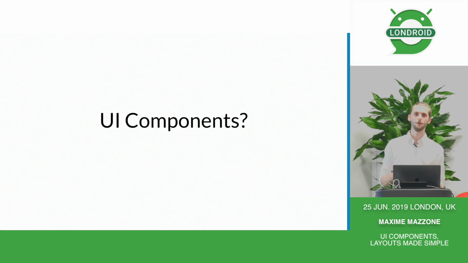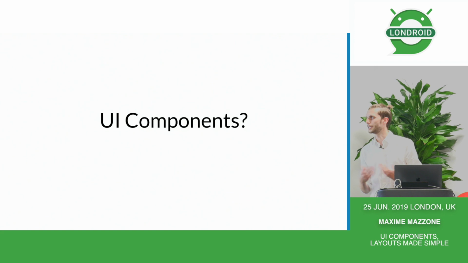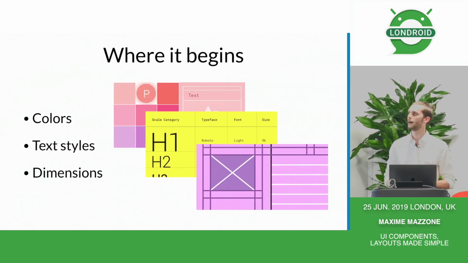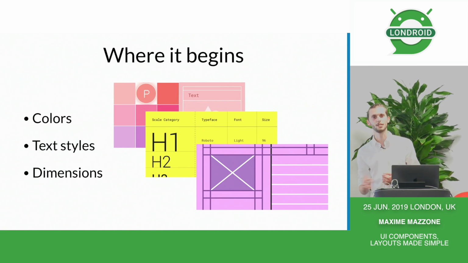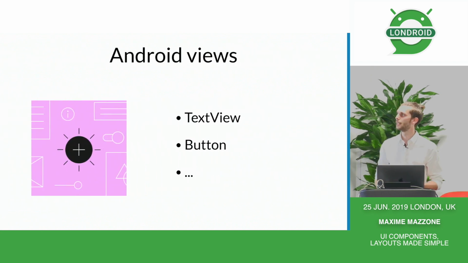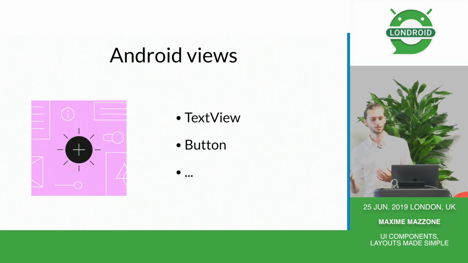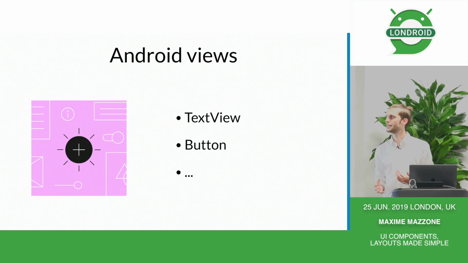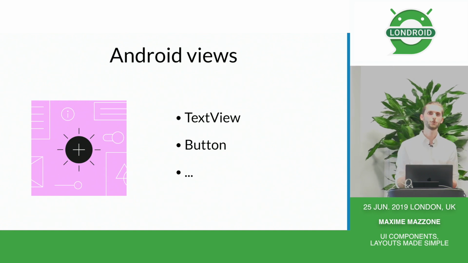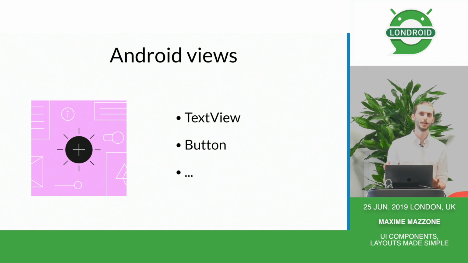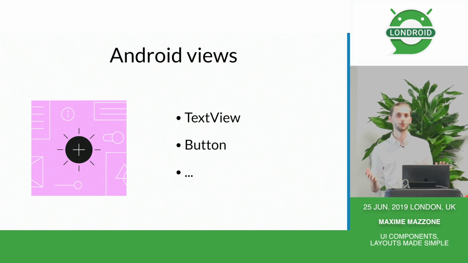So we all start our Android apps the same way. We create a new project on Android Studio, and what we get from that is the basics of a design system. We get colors, text styles, dimensions, and on top of that, we also get views from the Android framework. So text views, buttons, and you can also create your own custom views if you want to. And usually when we need to create an app or a feature inside an app, we'll take some of those views, put them in a layout, and create those features.